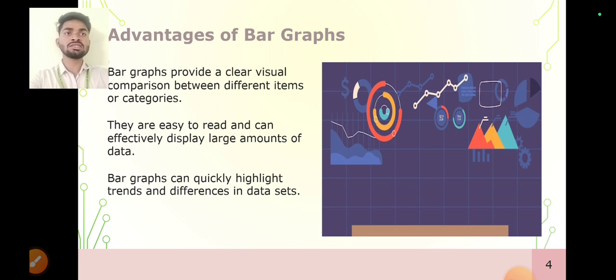Advantages of bar graphs. Bar graphs provide a clear visual comparison between different items or categories. They are easy to read and can effectively display large amounts of data. Bar graphs can quickly highlight trends and differences in a data set.